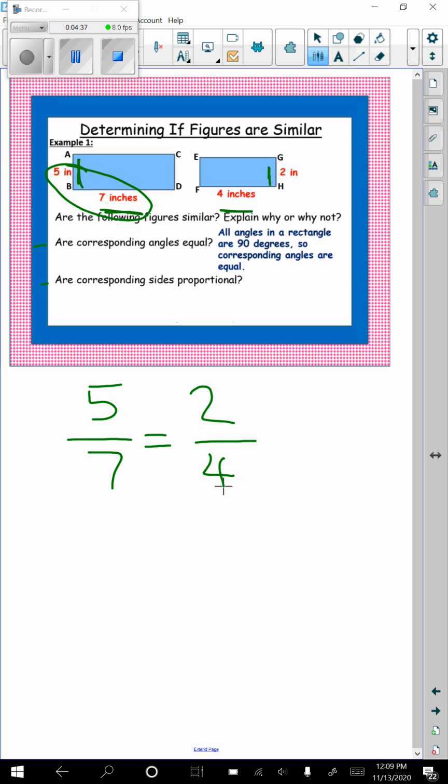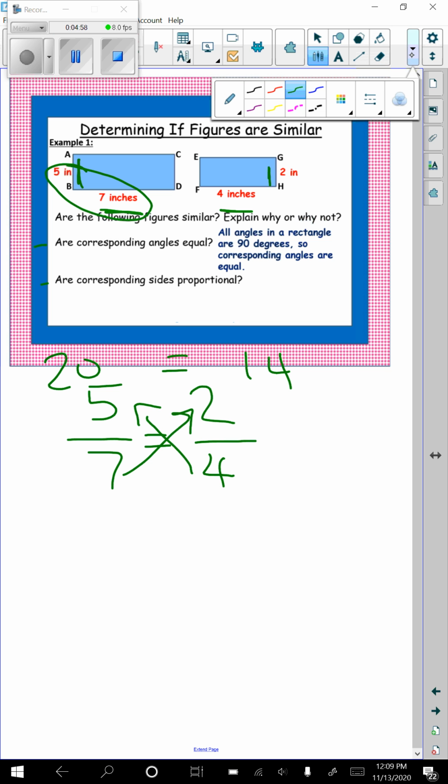Remember how we did units across with units? Well, they all have the same units, but it's now corresponding sides across from corresponding sides. And we just simply cross multiply. 7 times 2, so that would give me 14. 4 times 5, that would give me 20. Are those equivalent? And that's going to be a big no. They are not equivalent.